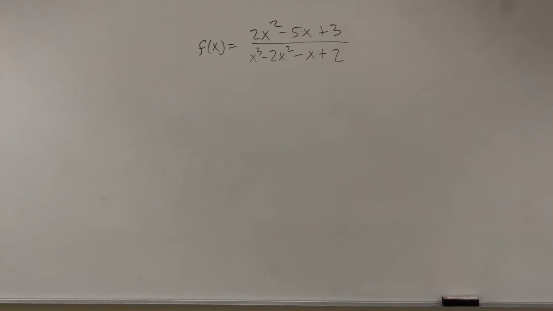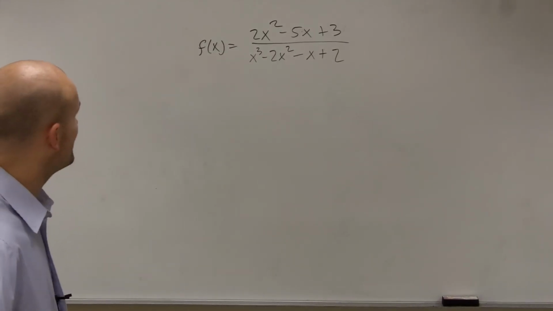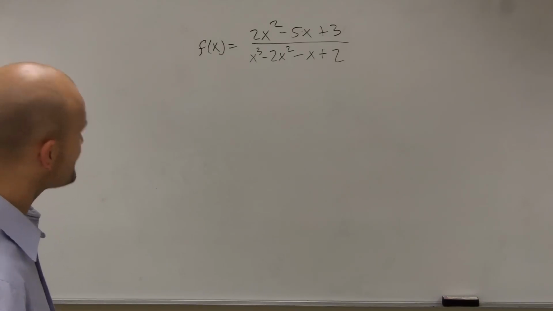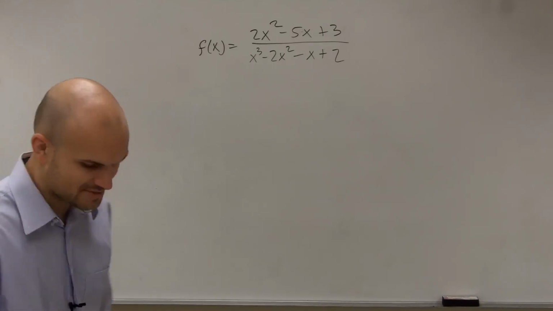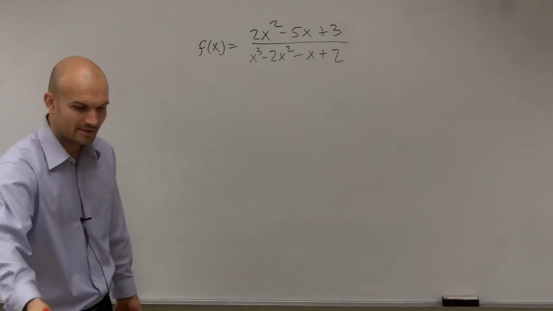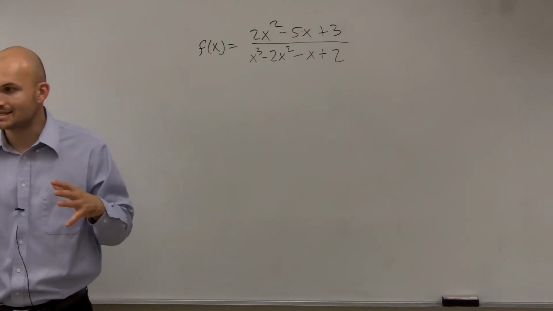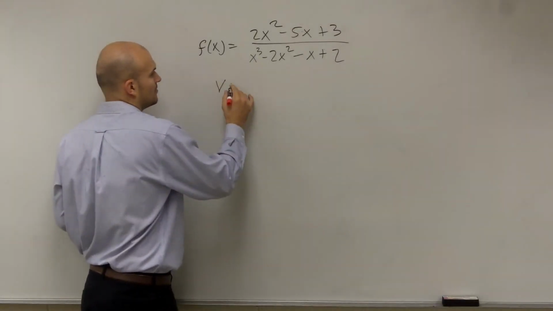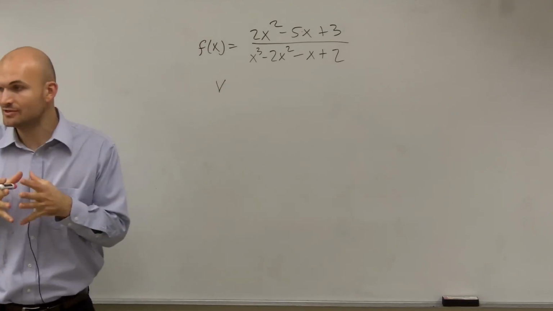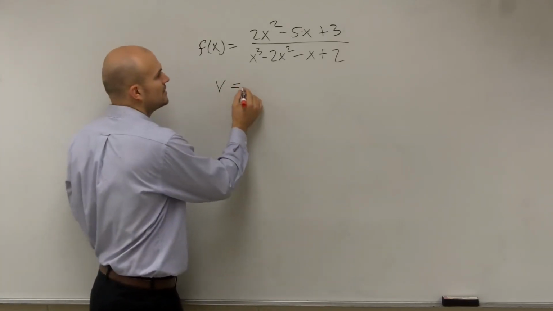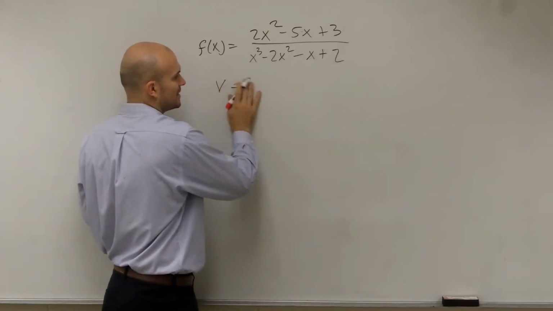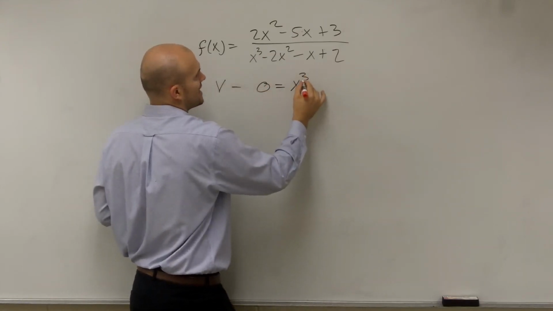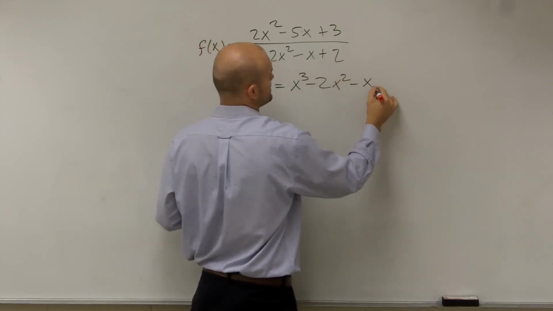So what we have here is f of x equals 2x squared minus 5x plus 3 divided by x cubed minus 2x squared minus x plus 2. So ladies and gentlemen, as I mentioned before, the easiest and first thing I want you to do is find the vertical asymptote. Remember, the vertical asymptote is the values of x that make our denominator 0. So I'm going to take my denominator and set it equal to 0: 0 equals x cubed minus 2x squared minus x plus 2.